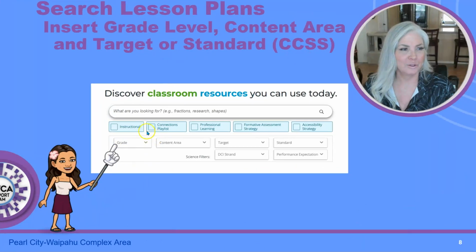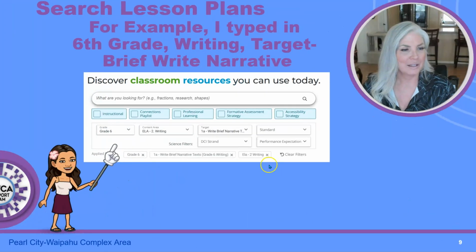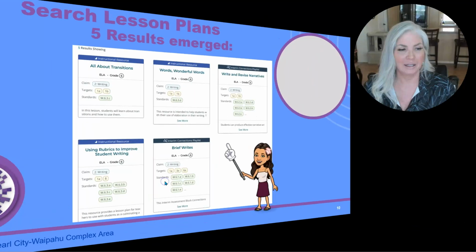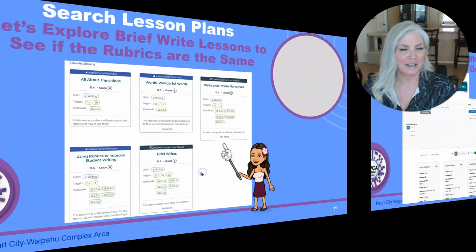It will ask you to type in all of this information. So if you're a coach and you want to do professional learning, you could look for content for that, as well as for teachers you could put instructional, but usually I just type in the grade, content area, and the target. And it does take quite a while for it to scroll through, but as you can see here, I put in English, writing, and I was looking for the brief writes specifically. I wanted to see where those brief writes were, and this is what it gave me when I asked for that for 6th grade.